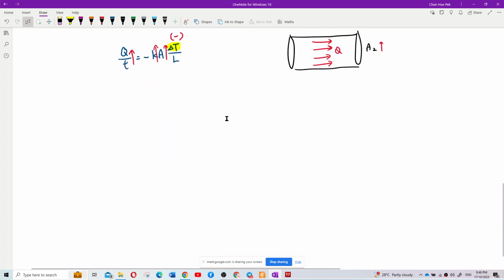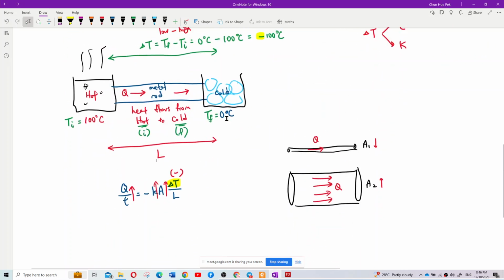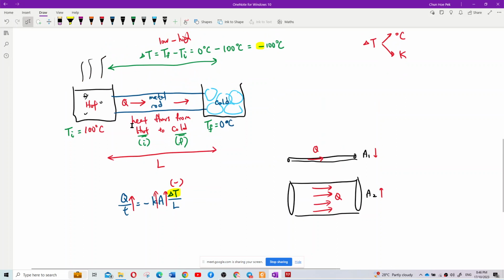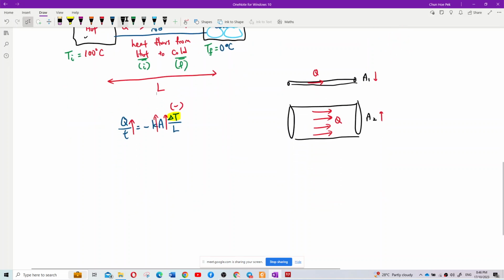Let's say I have another one. This is from 100 to 0. I want you to compare. Now this is the question. I want to compare. This is from 100 to 0. What if I have another example?